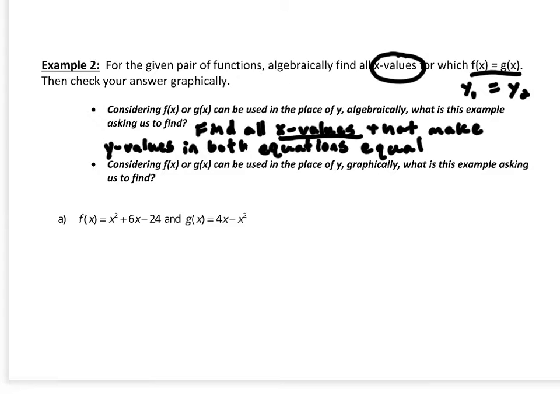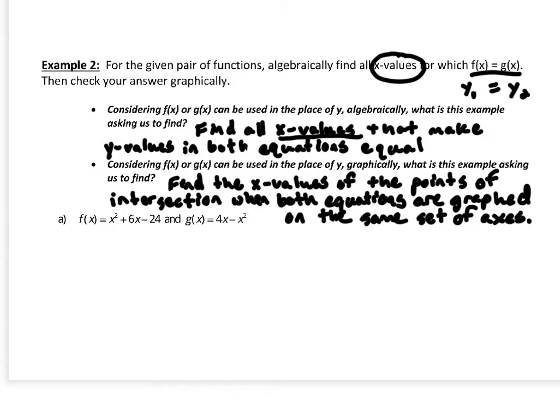Let's write that in next. Well, on a graph, we would simply be looking for the x values of the points of intersection when both equations are graphed on the same set of axes. So now I will show you how both of these work in example 2a.